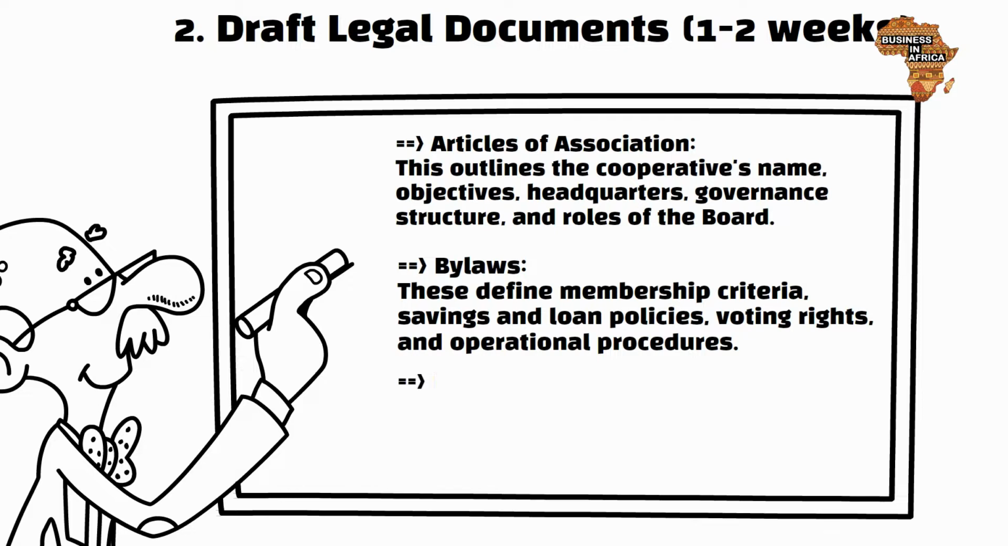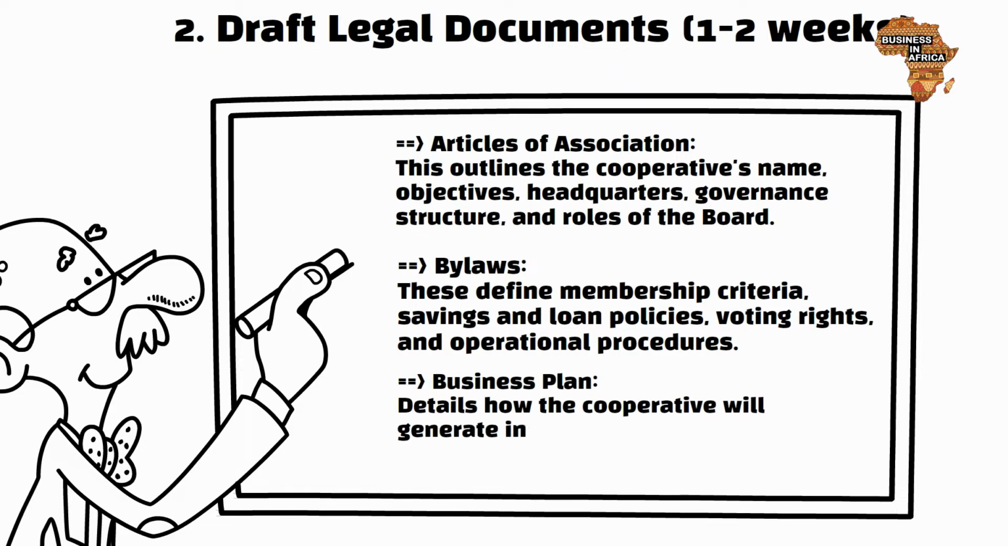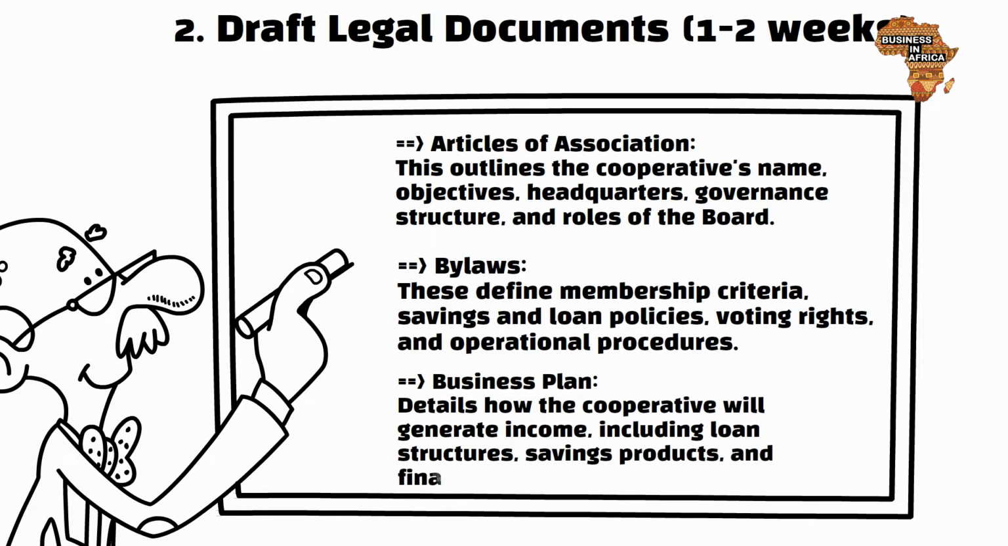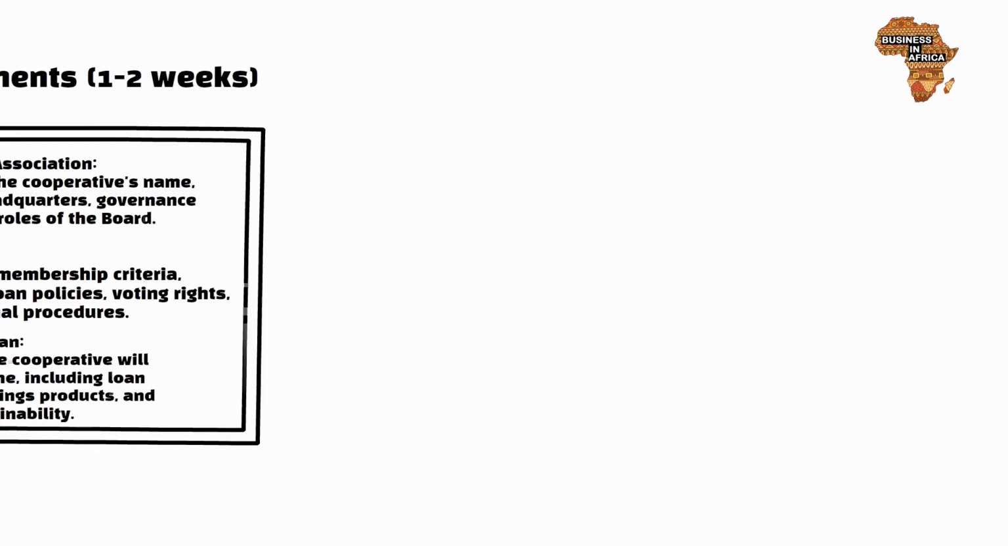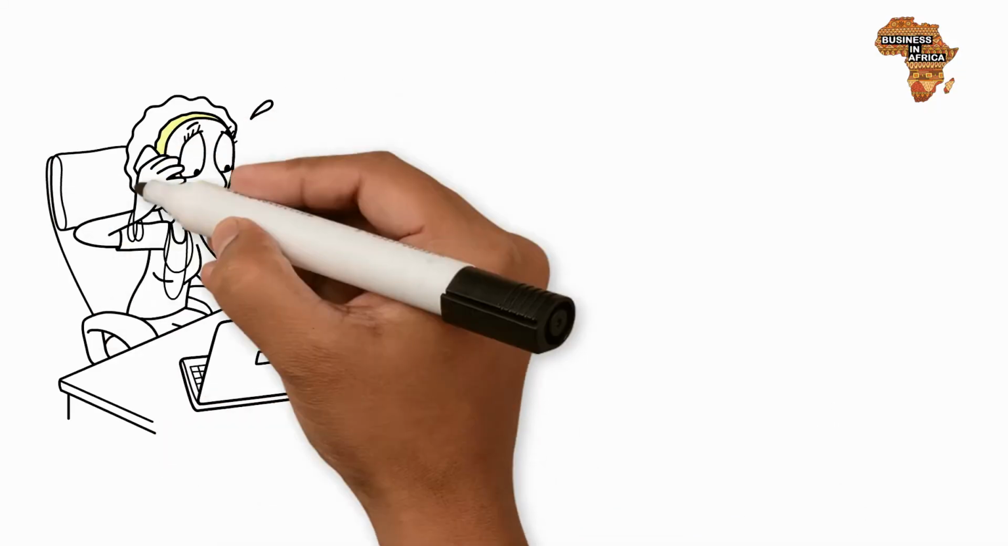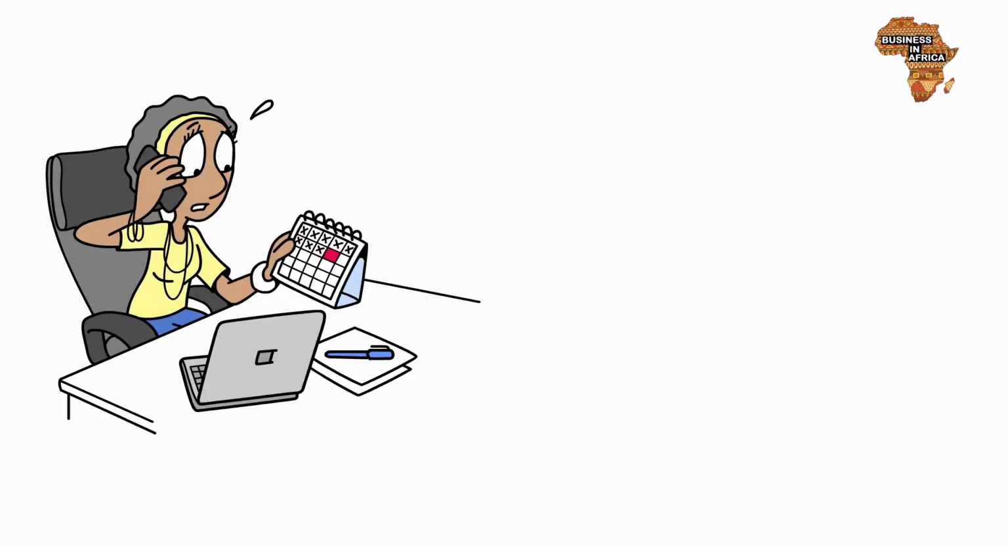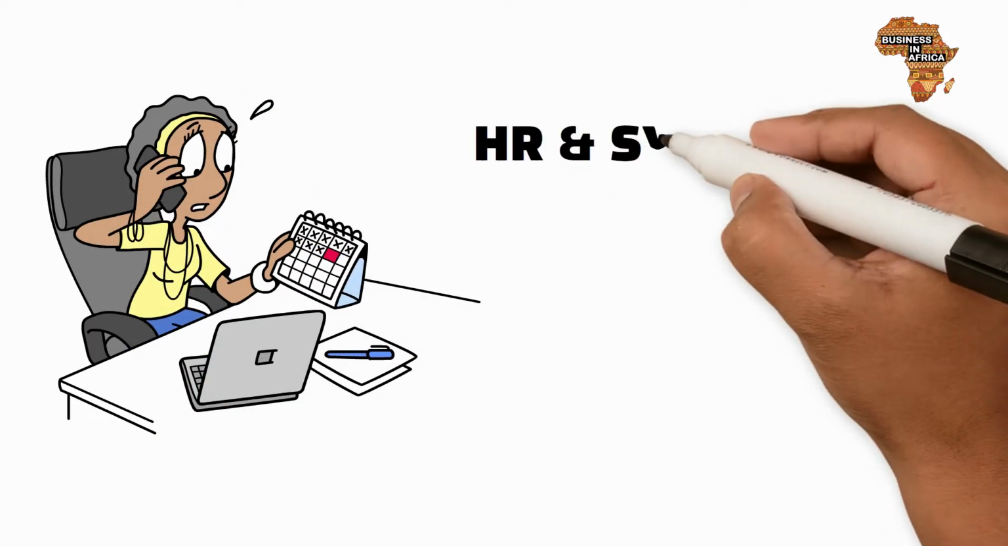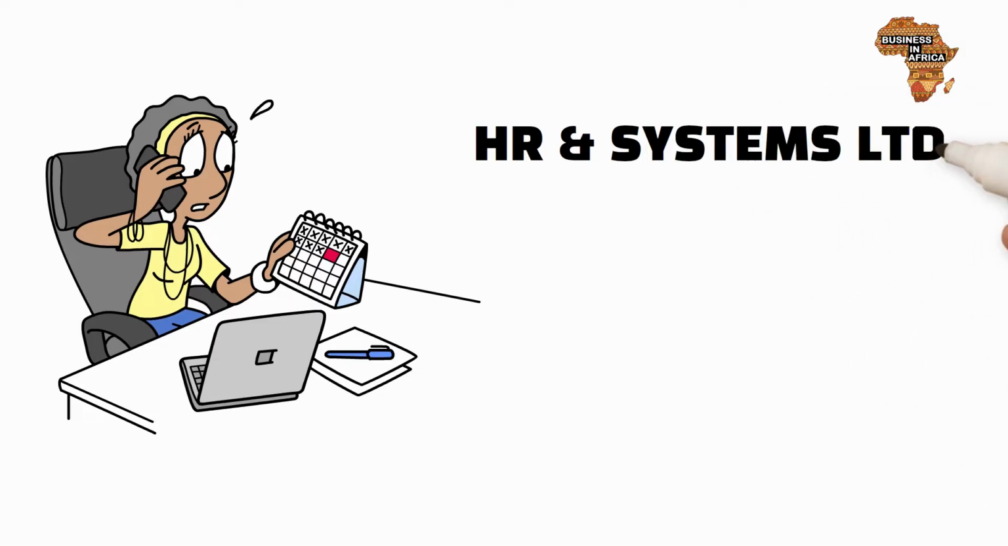Business plan: details how the cooperative will generate income, including loan structures, savings products, and financial sustainability. Estimated cost: contact us at HR and Systems Limited for a quotation on this. We can assist you with the entire process.